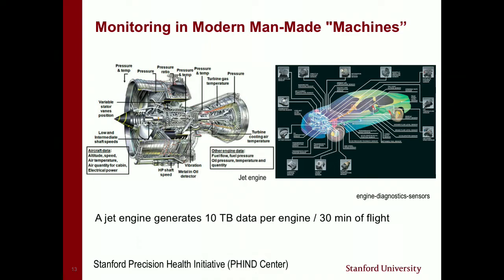at any electronic system we design today, I could have put a picture of an IC, an integrated circuit, that has a lot of monitoring, calibration, correction. I've used an example of a jet engine, an example of a car engine to look at these samples. There's a huge amount of real-time monitoring and correction going on in any kind of man-made system. For example, the jet engine generates about 10 terabytes of data per engine per 30 minutes of flight. And the reason for that is we're constantly monitoring the operation of the system.